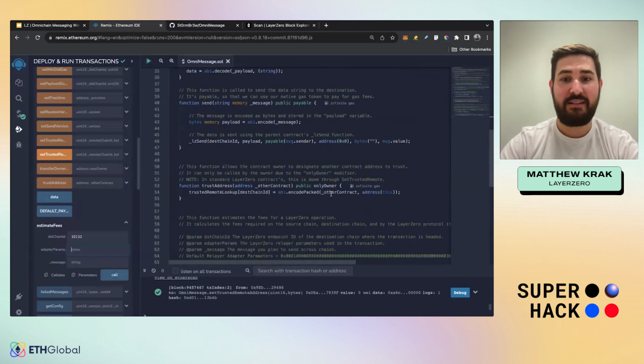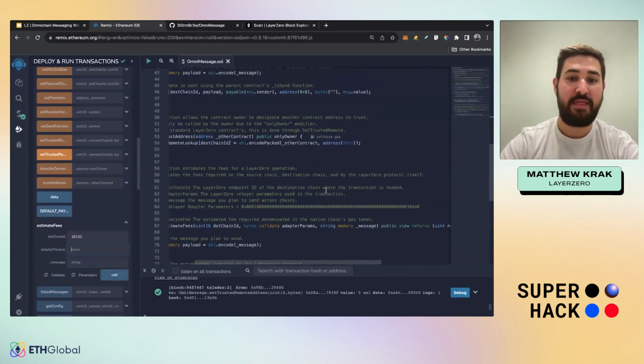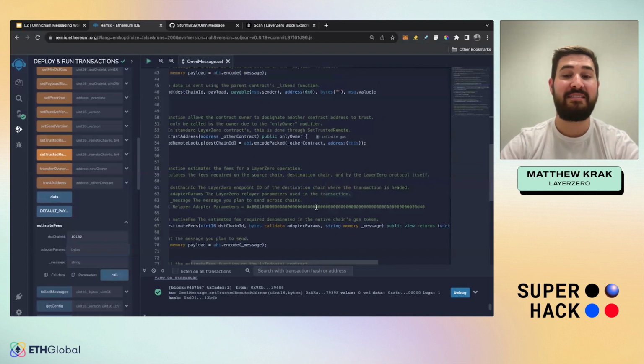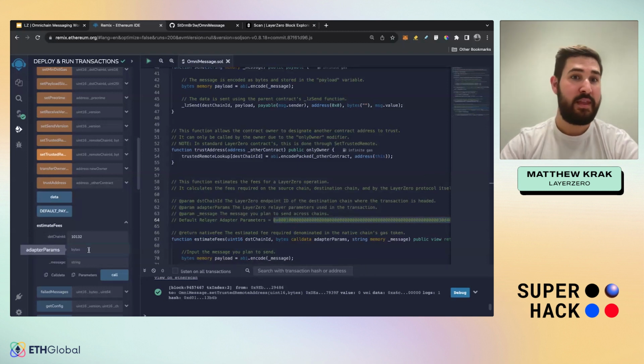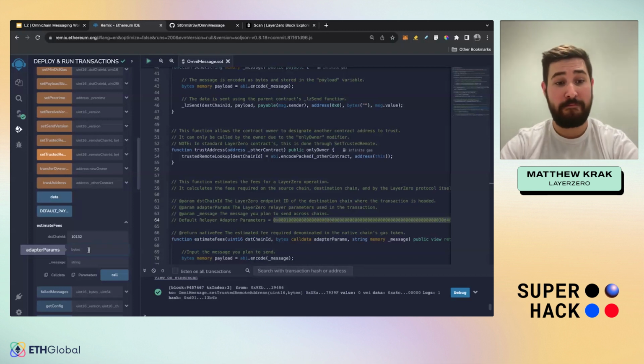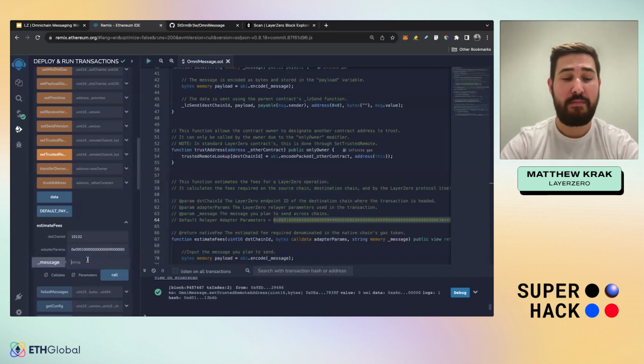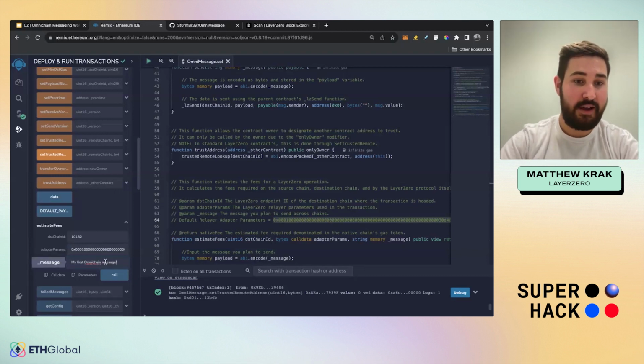We're going to then paste our adapter parameters. This is something that can be customized a bit by you on your user application. I'm not going to go into the details here, but in that GitHub repo, I've specified how we actually come about getting to these default adapter parameters and why it looks this way. So if you're interested, tune in there or check out some of our documentation to learn more. From there, I'm just going to put in our test message. Let's say my first OmniChain message, right?